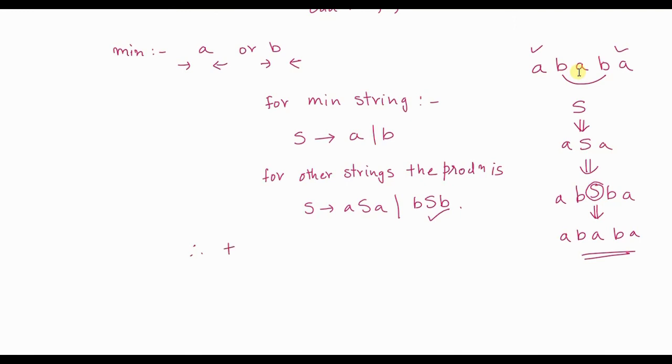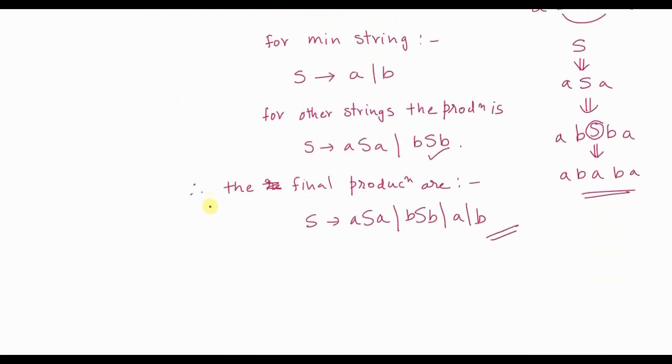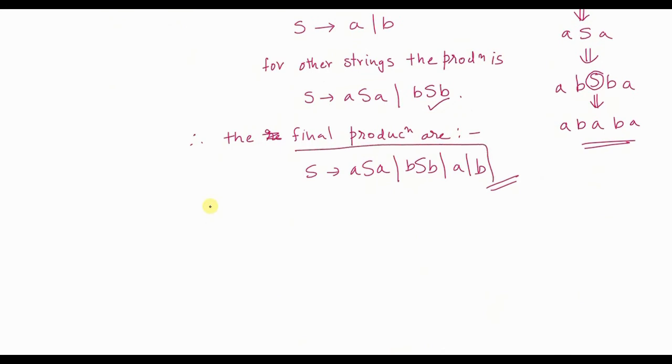Therefore, the final productions are S gives ASA or BSB or A or B. So for example, suppose they ask you for the even length palindrome, then the final productions will be the earlier ones. That is for even length palindrome. And suppose they ask you for odd length palindrome, then the final productions will be this.